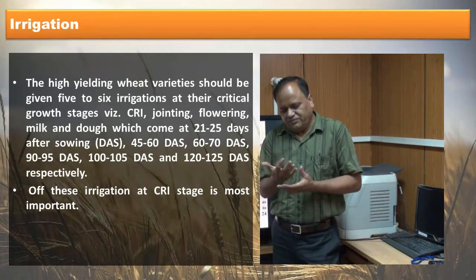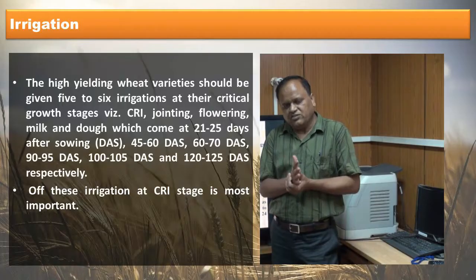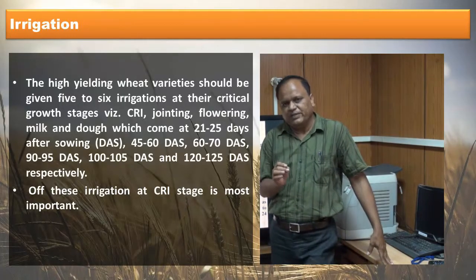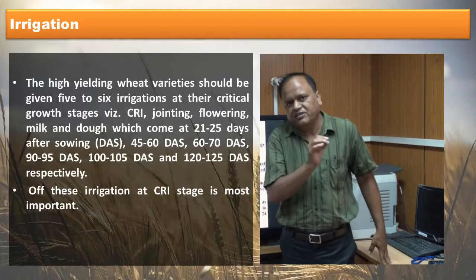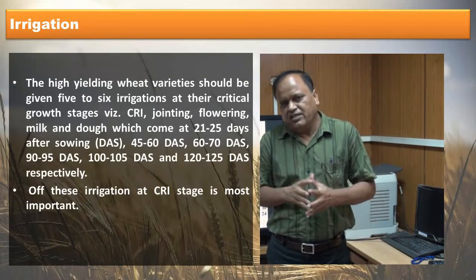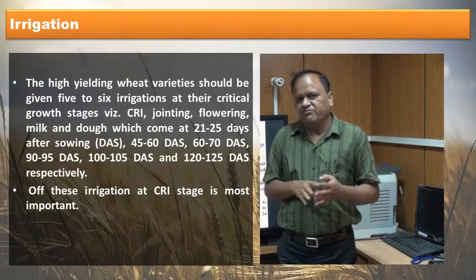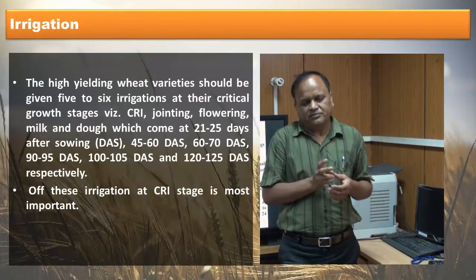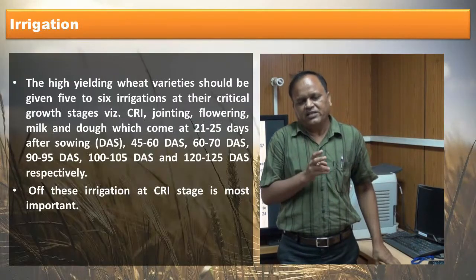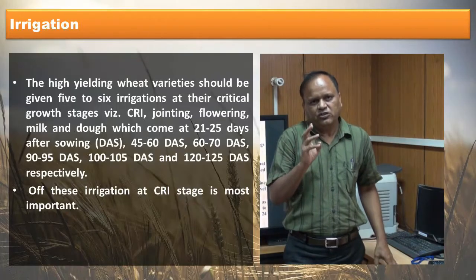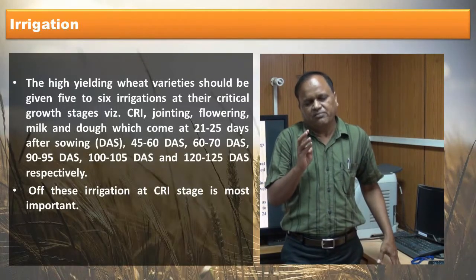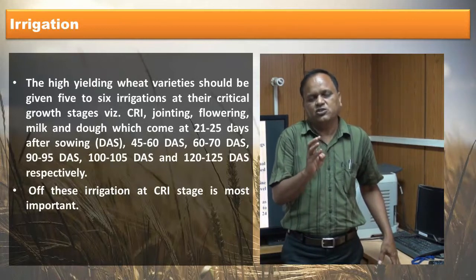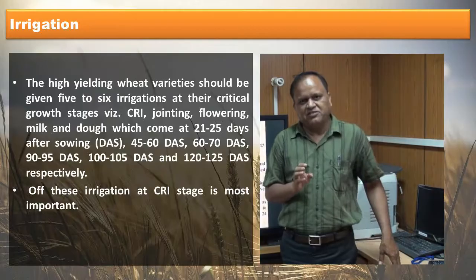In the next class, I will take up important agronomic practices for wheat, that is zero tillage and the system of wheat intensification. I will cover these 2 agronomic practices in the coming class: zero tillage and the system of wheat intensification, also known as the SWI technique. Thank you very much.